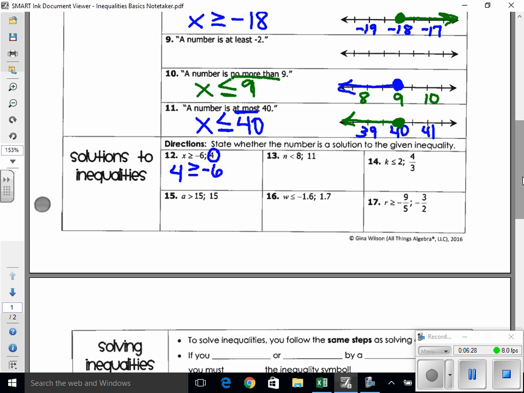And then we're going to ask ourselves, is that true or false? Okay, so is 4 bigger or equal to negative 6? That is a true statement. Right, so you can either write the word true or you can say yes or no. So true and false or yes or no, as long as you understand what you're doing with them.